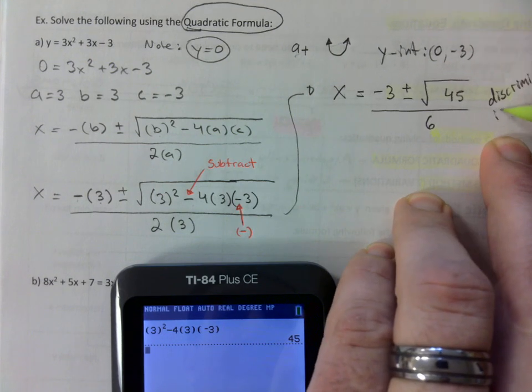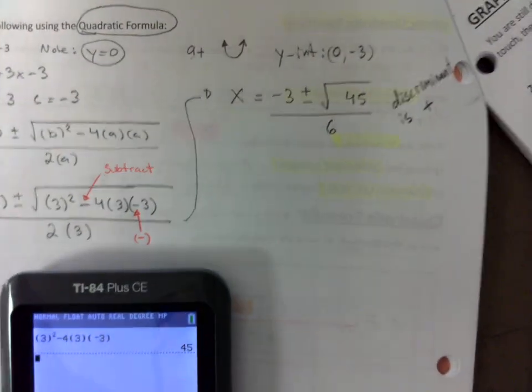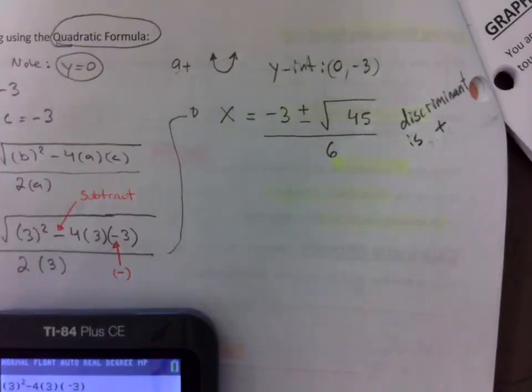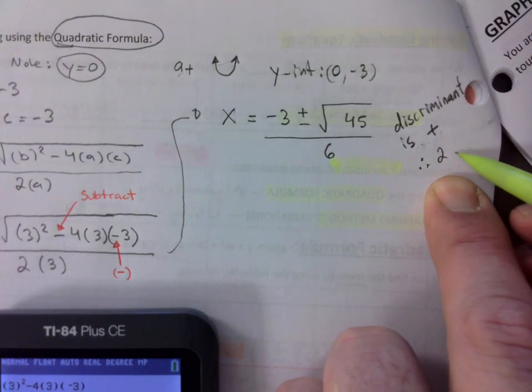Discriminant is positive. I don't know if you can see that. You probably can't. There you go. The discriminant is positive, therefore 2 roots.